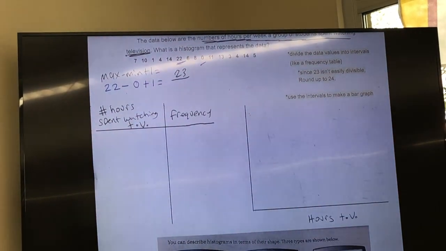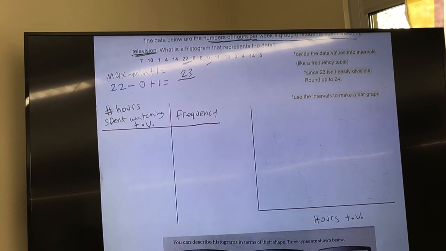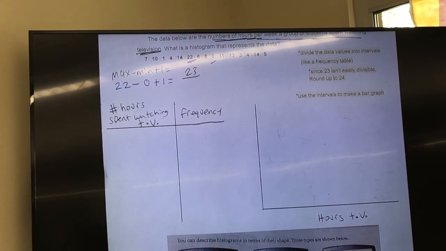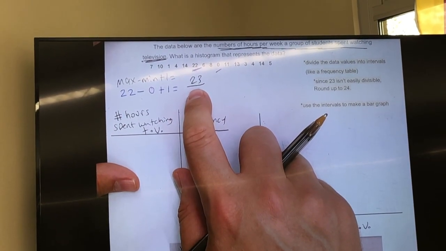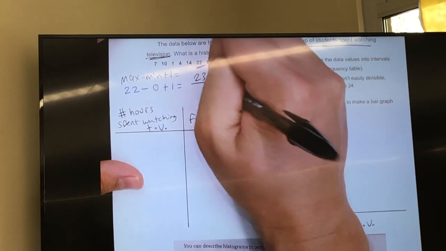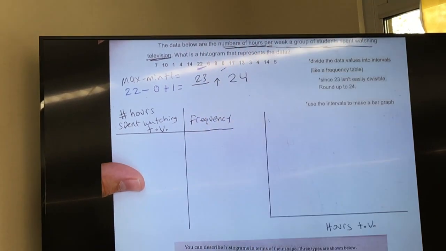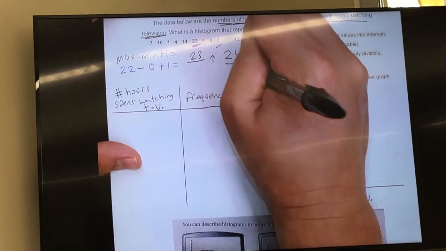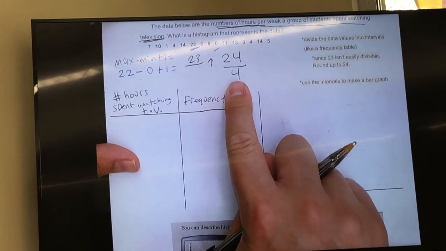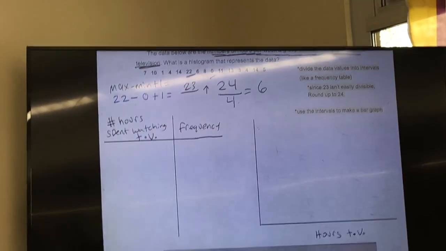Okay, hopefully you're not sitting there with a calculator dividing, right? 23 is a prime number. That's not going to work. All you need to do is, if you get a funky, weird number like this, just round it up to the next number that would work well. So I'm going to round this up to the number 24 because I can divide that by 4. If I want to divide 24 into groups of 4, that means there will be 6 numbers in each group.